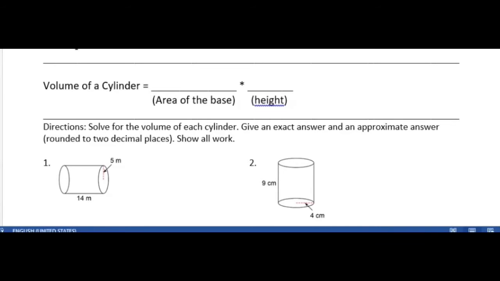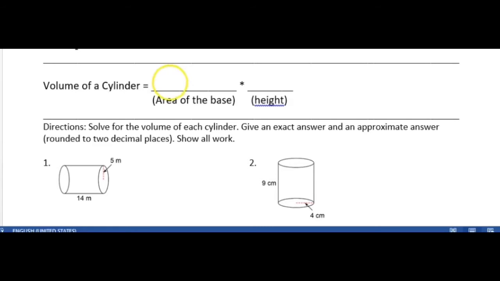Okay, so to find the volume of a cylinder, it is very similar to finding the volume of a prism. Cylinders and prisms both have 2 bases. The difference is that in a prism, the 2 bases are polygons, whereas in a cylinder, the 2 bases are circles. So for both cylinders and prisms, to find the volume, you're going to take the area of one of the bases and multiply it by the height. In a cylinder, the base is a circle.